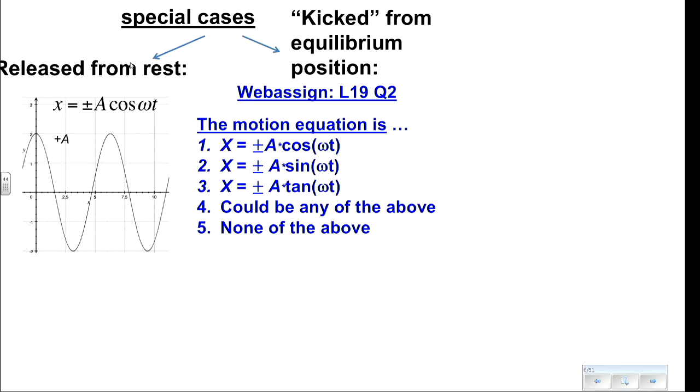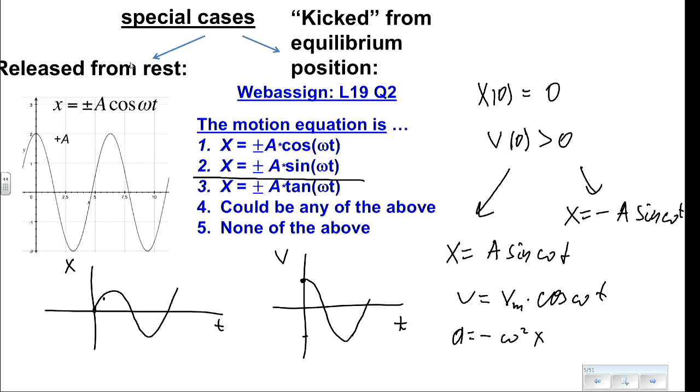Yes? Those graphs represented kicks from equilibrium, right? This graph and this graph represent position as a function of time and velocity as a function of time when it was kicked, not released from rest. Pushed, yes.